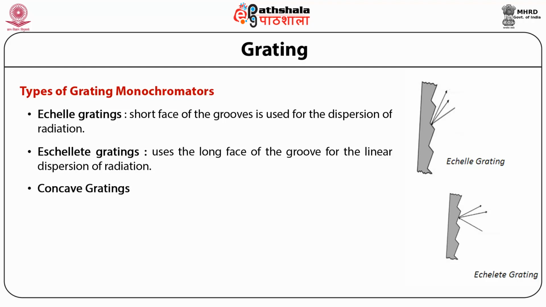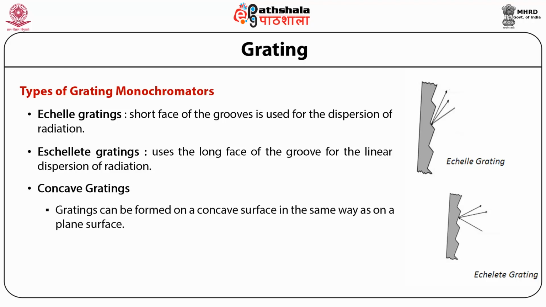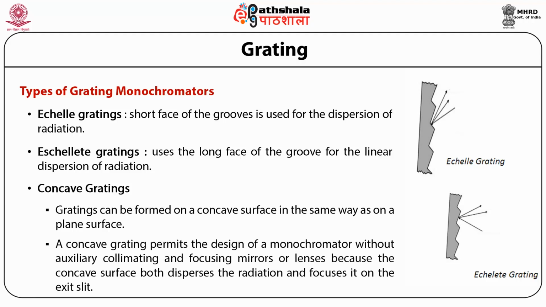There are also concave gratings available. These gratings can be formed on a concave surface in the same way as on a plane surface. A concave grating permits the design of a monochromator without auxiliary collimating and focusing mirrors or lenses because the concave surface both disperses the radiation and focuses it on the exit slit. Such an arrangement is advantageous in terms of cost. It also reduces the number of optical surfaces and increases the energy throughput of the monochromator.